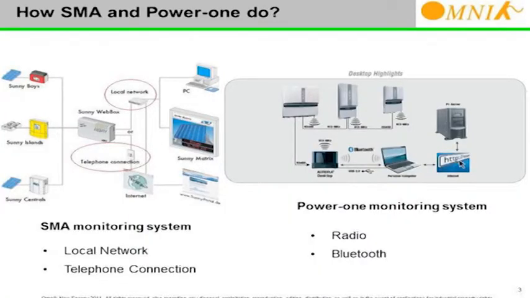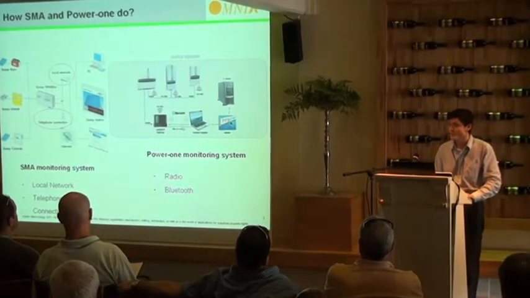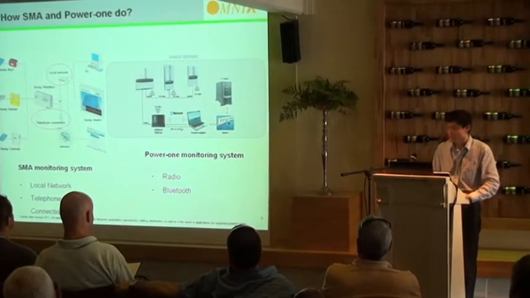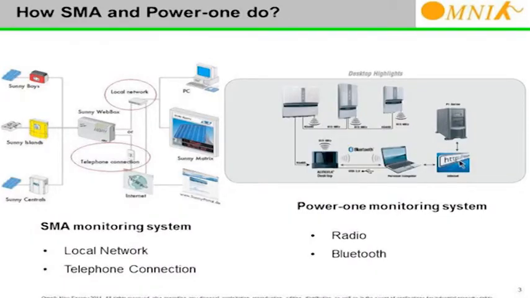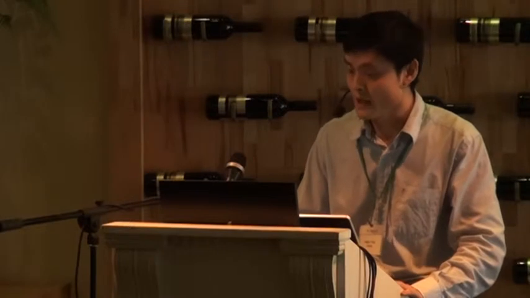Yeah, it's monitoring. How do SMA and Power One do this? I think most of you seated here know these two brands, right? For SMA, I think they use the local network and telephone connection. For Power One, I think they use radio and Bluetooth. Both SMA and Power One monitoring systems are good enough. I agree, but too expensive.